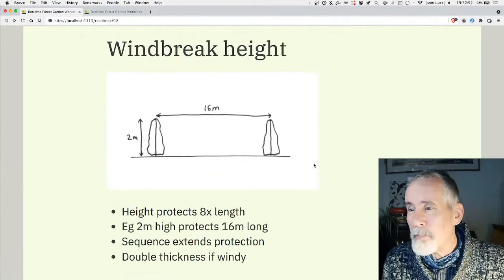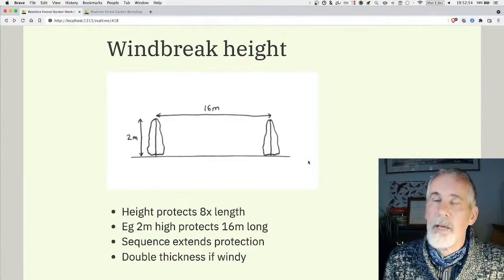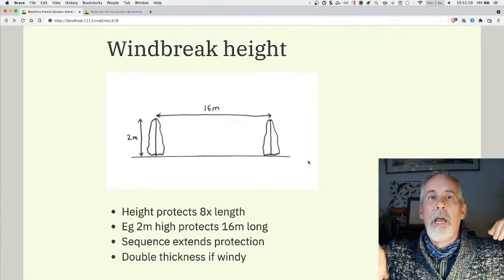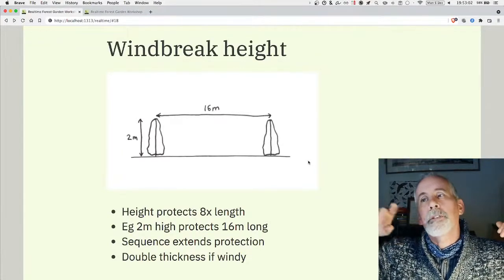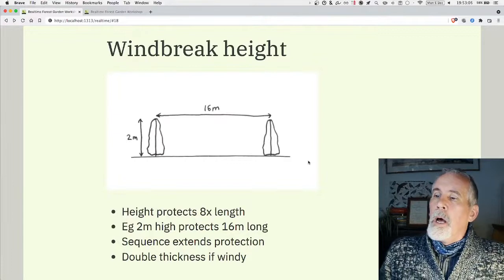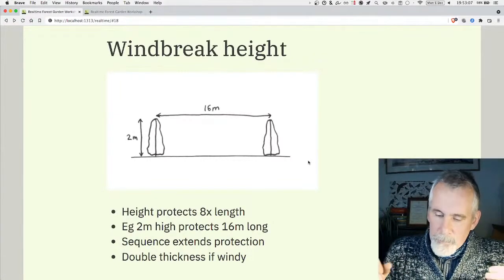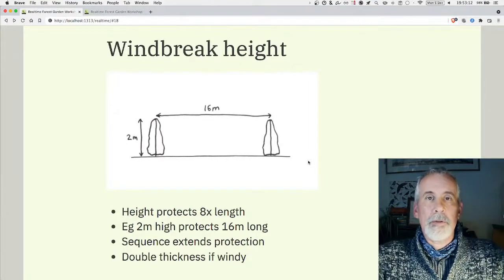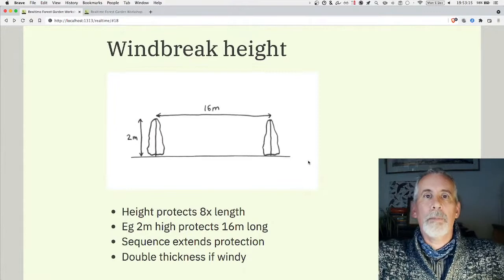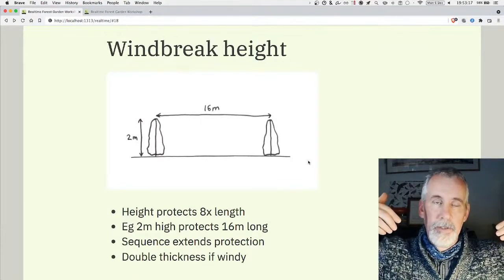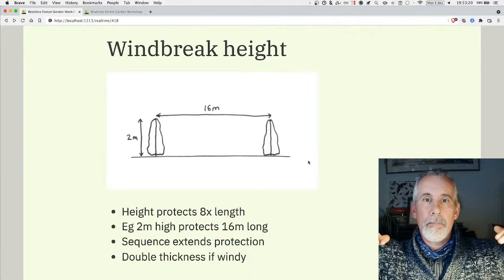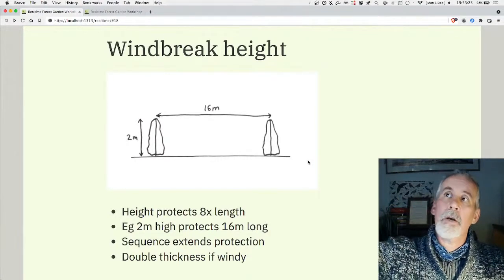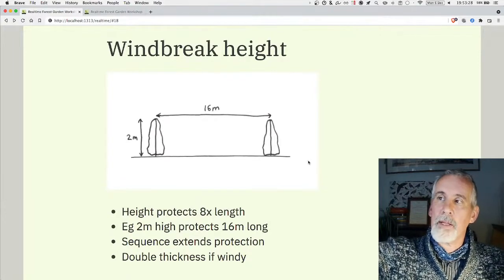So when you're planning your windbreaks, the key thing to remember is that the height protects 8 times the length. So if you have a 2 meter high windbreak, that will protect 16 meters. What you've got to be careful of is you don't want a massive windbreak on the southern border of your property, because that will shade out all the light coming into your garden. So you want to have a low windbreak, but obviously the predominant wind here is from the southwest, so if you have a low windbreak, then the wind will come over.